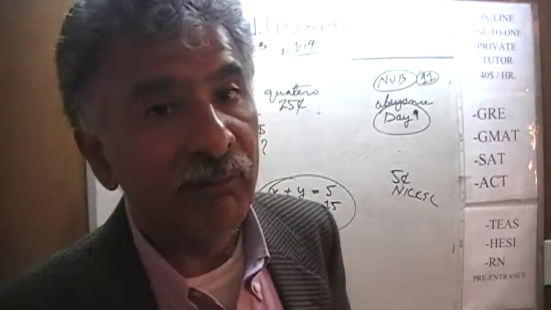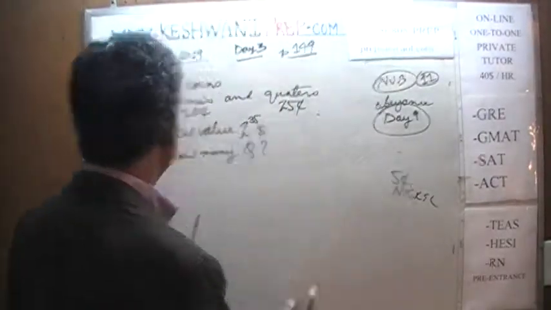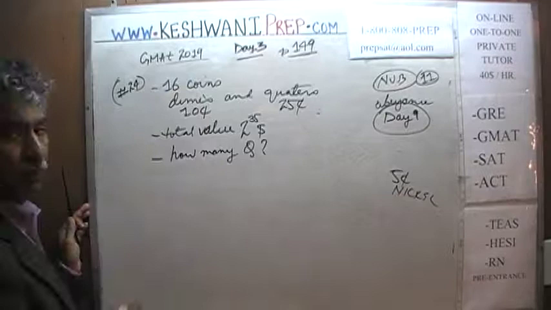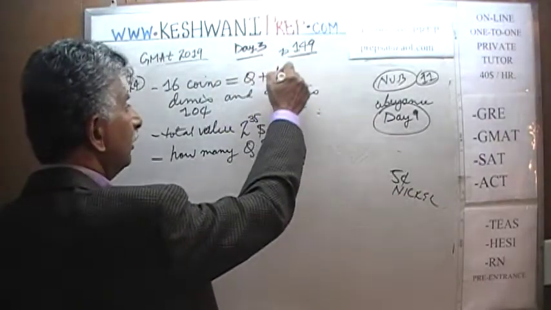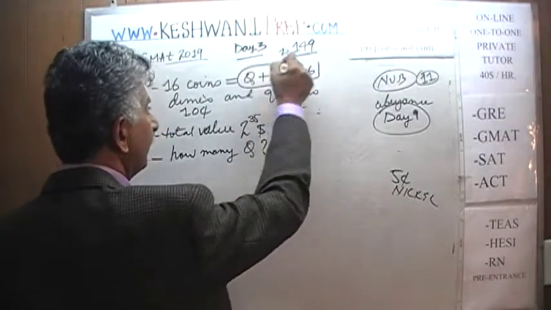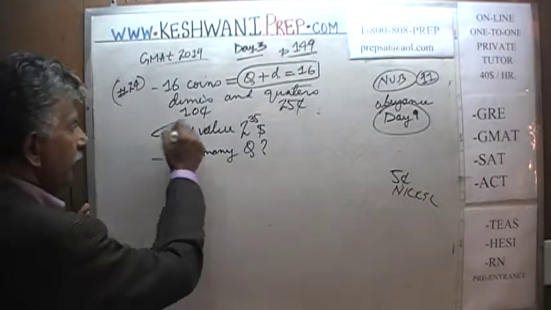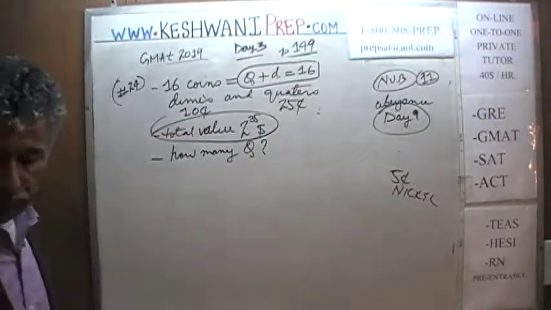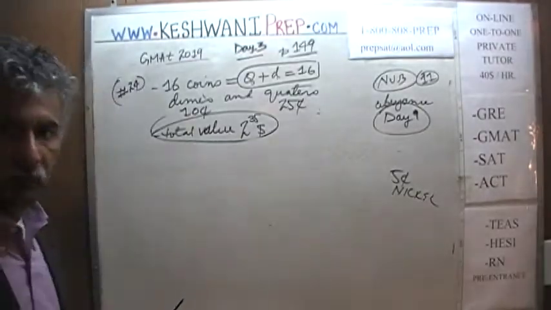But we have to have two independent equations. Do you see the two independent equations here? Well, the first one is right here. We have 16 coins, and the coins are made up of quarters and dimes. There you go. The number of quarters and number of dimes has to equal 16. That's our first equation. Where is the second equation going to come from? The second equation is going to come from the fact that we know that the total amount that we have is $2.35.